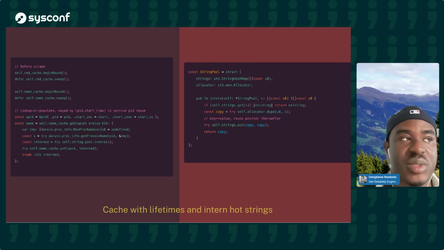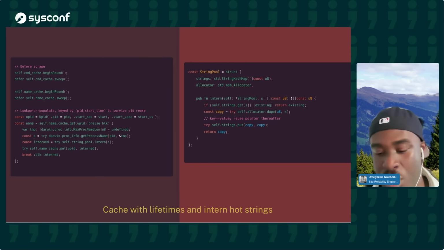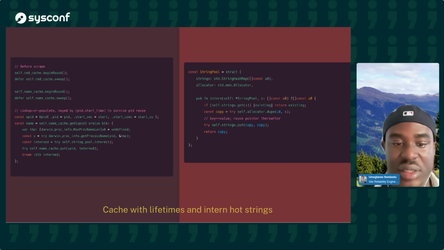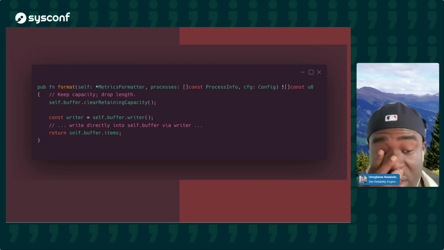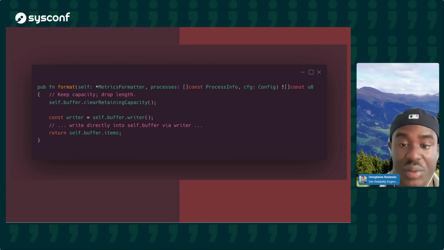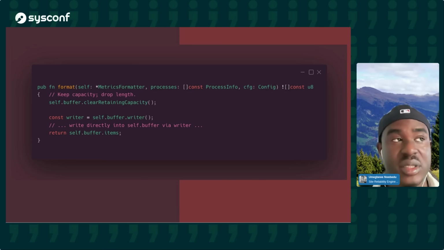So we cache stuff that we think doesn't change, and we also intern strings that are hot, that are always being reused. And yeah, for the Prometheus formatting, where we try to format in the Prometheus style, as you can see, we use a clear retaining capacity.